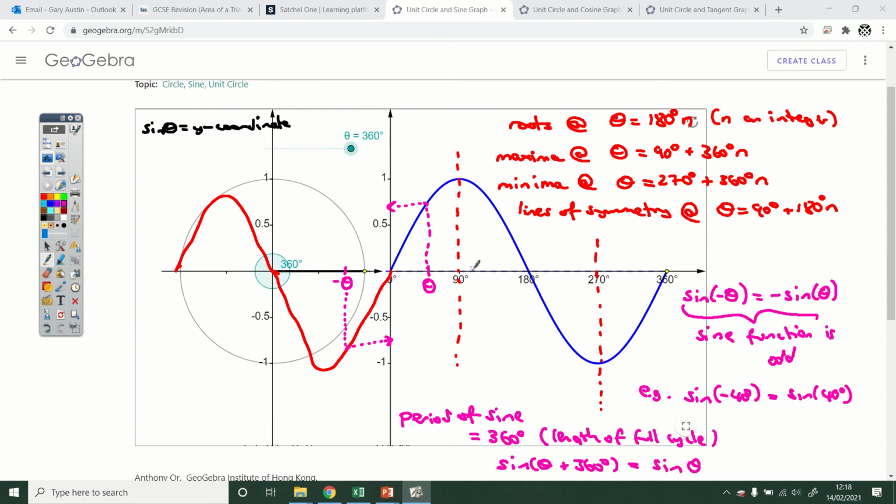Okay, and then also let's write down what values sine theta can be in between, and that's going to be between -1 and 1 height-wise.